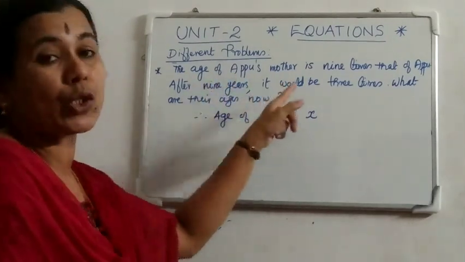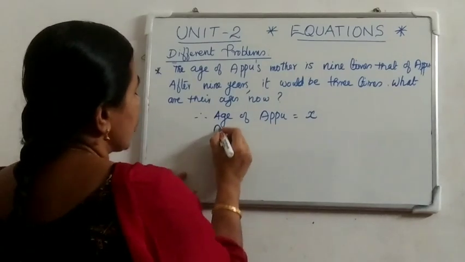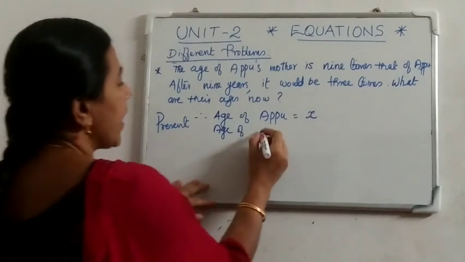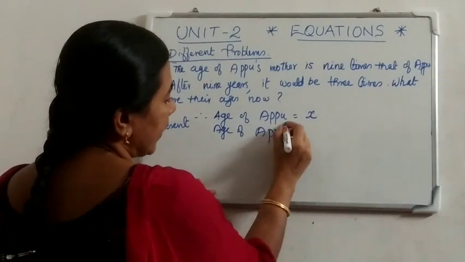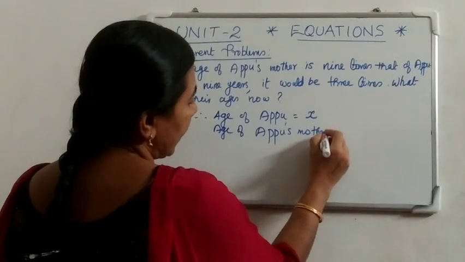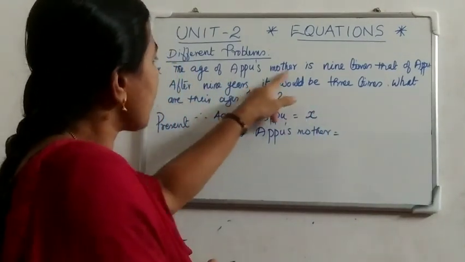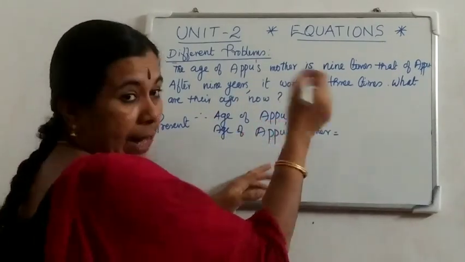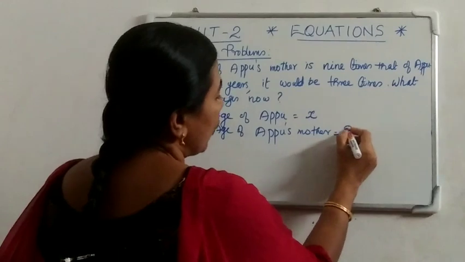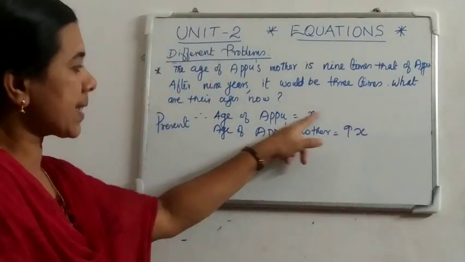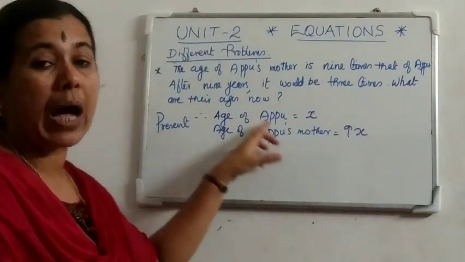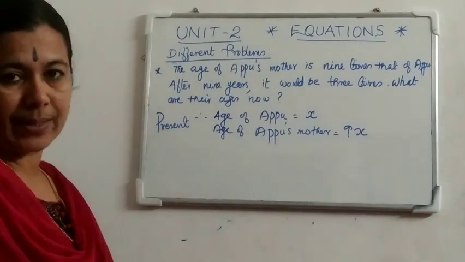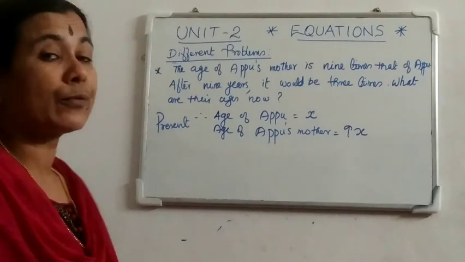Then what is the present age of Apu's mother? Apu's mother is 9 times that of Apu. 9 times the age of Apu is Apu's mother's age. Therefore 9x. x and 9x are the present ages of Apu and Apu's mother. Okay, got the idea? Then, in the next sentence, starting with after 9 years.